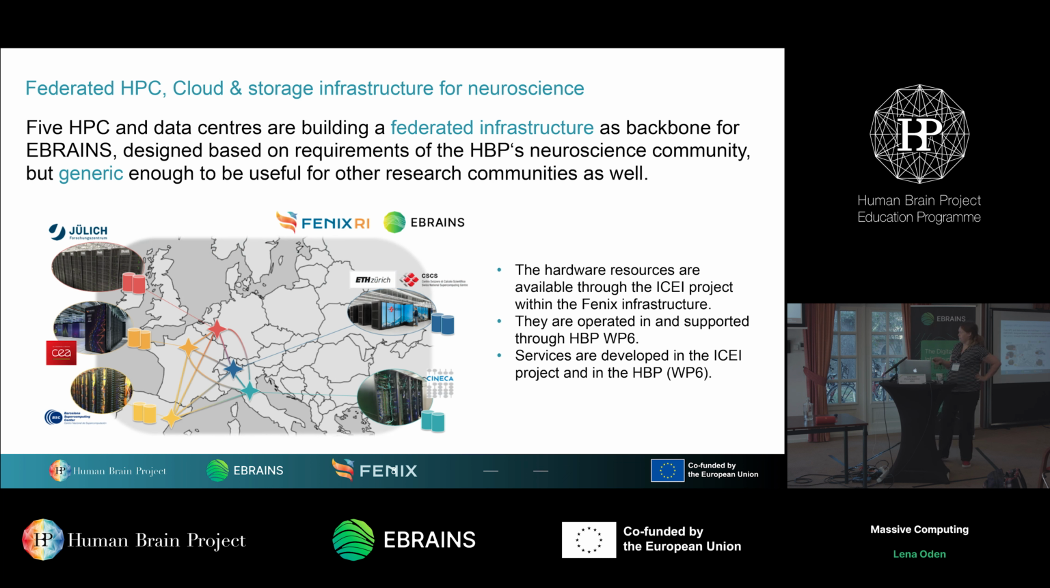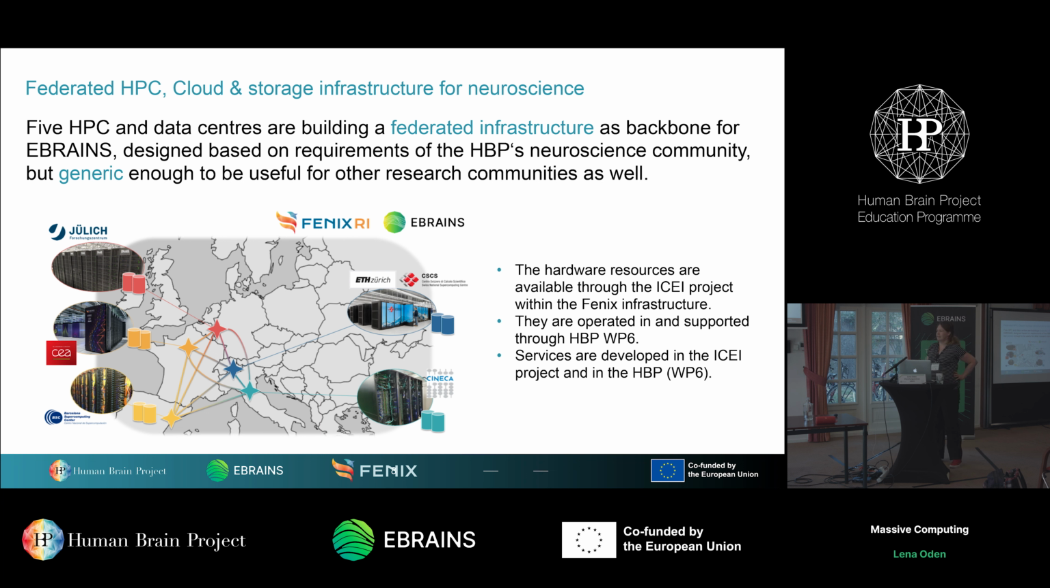Now we talk about Phoenix more or less. And we have here, I think this picture was shown the day before, our five computing centers: Jülich, CEA in France, Barcelona Supercomputing Center, CSCS in Switzerland, and CINECA in Italy. And they all provide different kinds of resources and services. HPC resources on one side, on the other side cloud resources, and especially cloud and storage services, also on the cloud and on the HPC side.